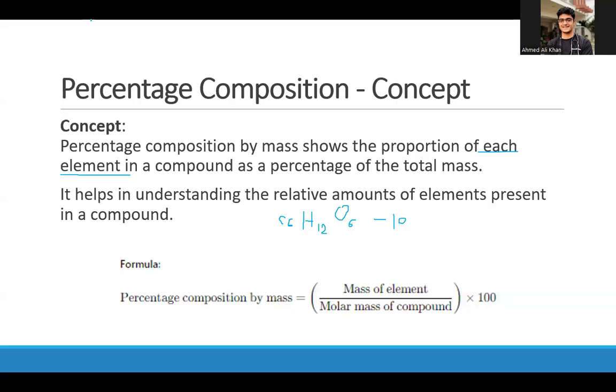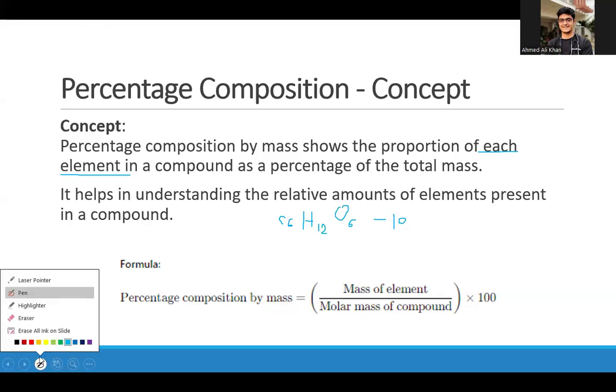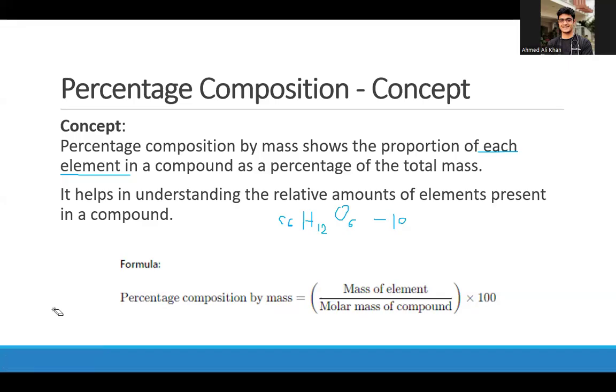Okay, so we'll be going over the concept of percentage composition, right? Percentage composition is a relatively easier concept. We'll be going over two concepts: one is percentage composition, and then we'll go over concentration. They're both very easy as compared to percentage yield and percentage purity. So we are through the hard part of the class.